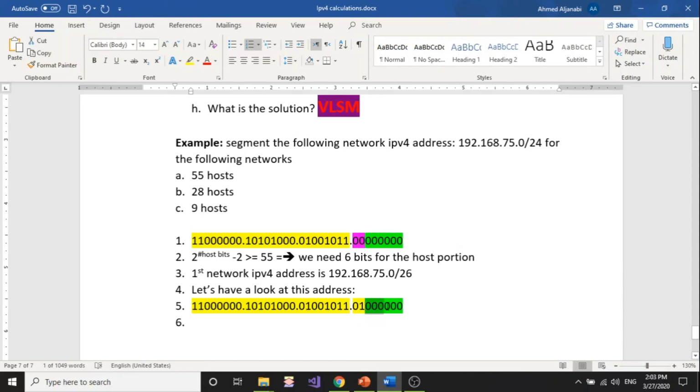Now, this portion here, I'm going to segment it further. Keep going with that. So, I do have 5 or 6 bits. Now, the question is, how many bits do I need to be able to have... let me just put it in this area here. So, it's 2 to the power of 6 minus 2, that is greater or equal to 55.